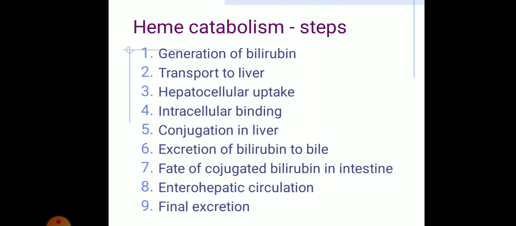After excretion to bile, this bile is secreted into the intestine. So some changes occur in the intestine. Eighth step, enterohepatic circulation. Some of the converted bilirubin, that is the fate of bilirubin in the intestine, is taken up into enterohepatic circulation, and then final excretion. These are the steps. We will deal with everything in detail.